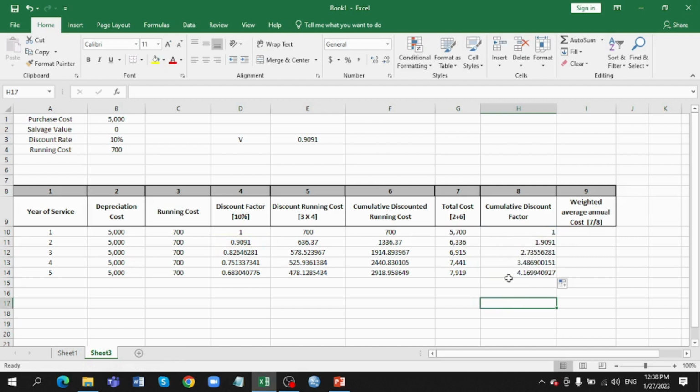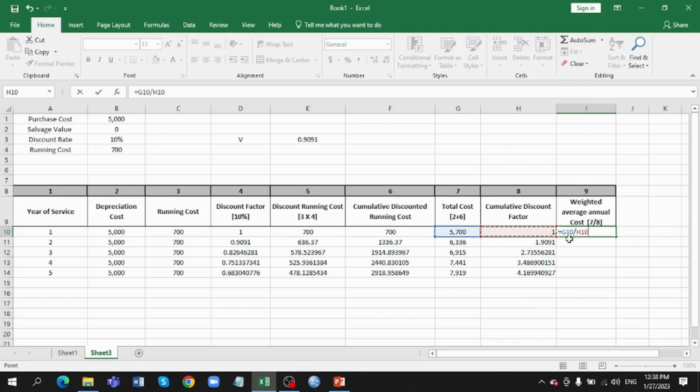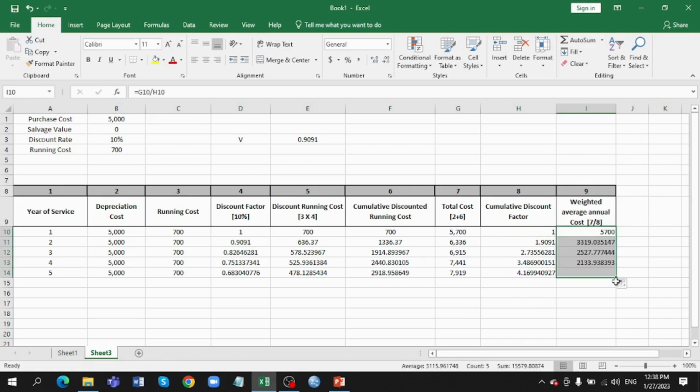Okay, so we have now our cumulative discount factor. Then the last one is the weighted average annual cost. You have to get your seventh column divided by your eighth column. So we have the first one, 5,700 divided by the first one in the eighth column, which is 1. Then let's drag this one down.